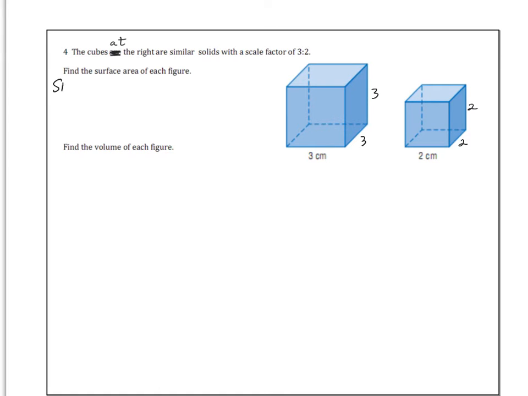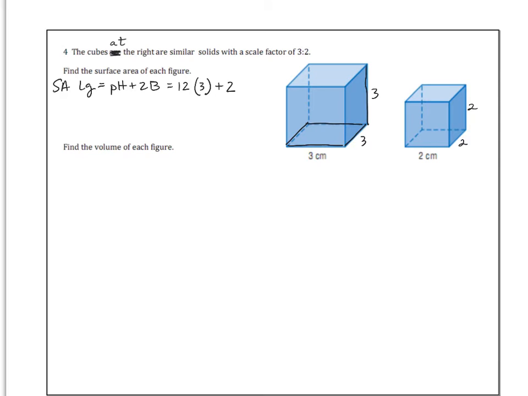Okay, let's find the surface area of the large cube. So remember, surface area for a cube or a prism is going to be Ph plus 2B. P, perimeter of the base. Imagine the bottom being the base. We're going to add 3 plus 3 plus 3 plus 3, or 3 times 4. The perimeter of the base is 12. Next, we need the height, the h. This 3 on the side is the height. So 3 is the height.